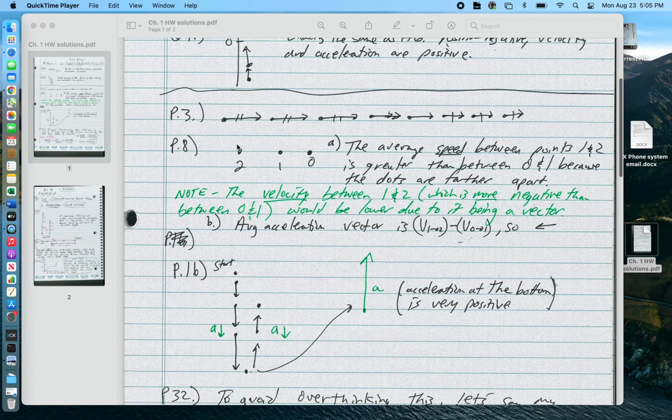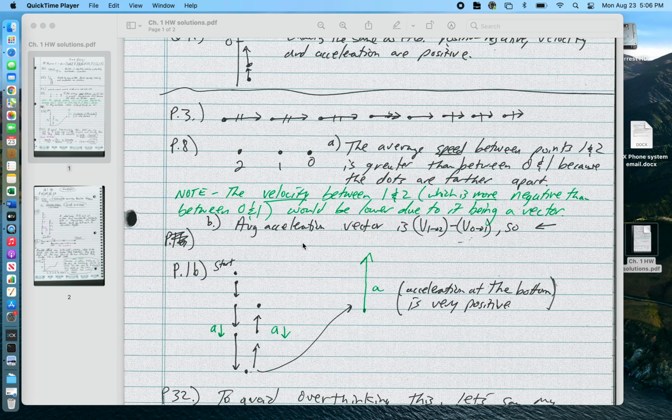Here we had 3 positions, and it was asking if the average speed between 0 and 1 was greater, less, or equal to the speed between 1 and 2. So the speed between 1 and 2 is greater because there's a greater distance between 1 and 2 than between 0 and 1. However, if this asks for velocity, because it appears to be going to the left, and velocity pointing to the left is negative, it would be a more negative velocity, therefore a lower velocity between 1 and 2 than 0 and 1. So velocity is a vector quantity, speed is a scalar quantity.